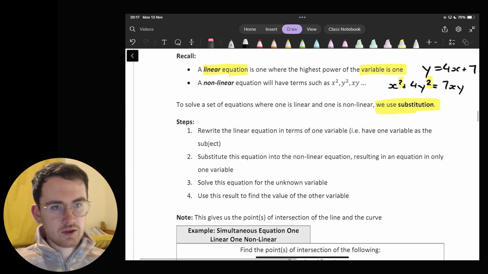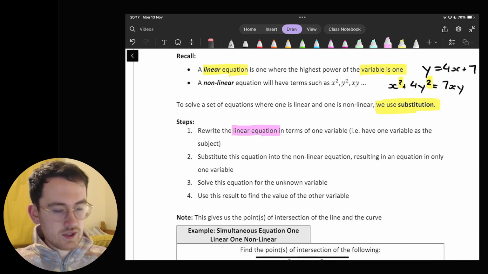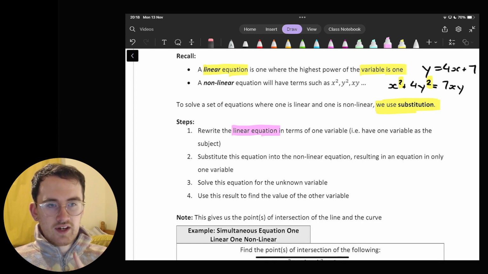So the steps we're following, we rewrite the linear equation. Now that's important. We rewrite the equation where we have the best powers. Okay, it's easier to rewrite one where the powers are 1. So we rewrite the linear equation in terms of one variable. So one variable is the subject. So the example I suppose there is like that I wrote at the top there, the y equals 4x plus 7. That's one equation written in terms of one variable. So y is equal to something. That's what we're aiming for.